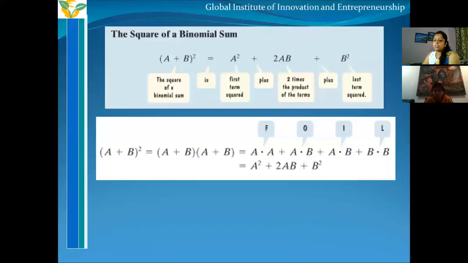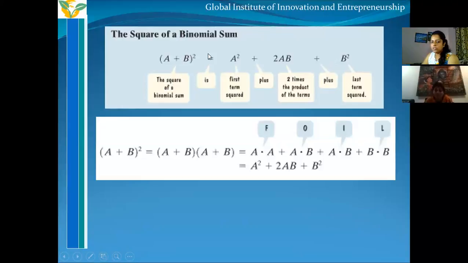The square of a binomial. So what is the square of the binomial? The square of a binomial tells us that a plus b whole square is a square plus 2ab plus b square. That is, the square of a binomial sum is first term square plus 2 times the product of the terms plus last term square. So how do I come to this?